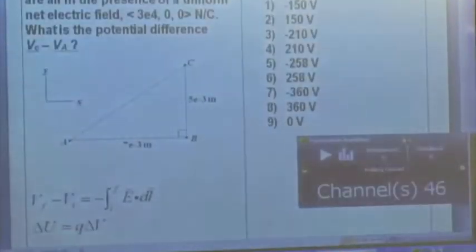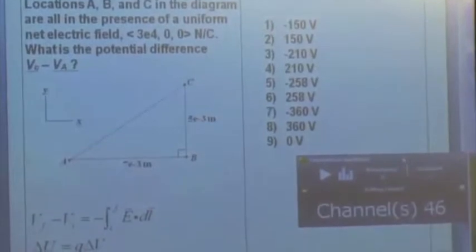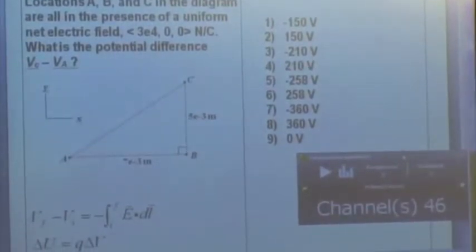Let's do a quiz. I think it would be a good idea to do a little review quiz here. So let's do something that maybe you haven't seen in a while: potential difference. You have locations A, B, and C on this triangle here.